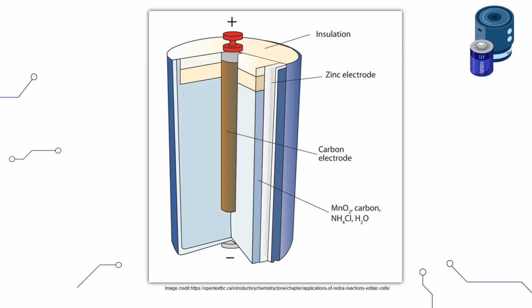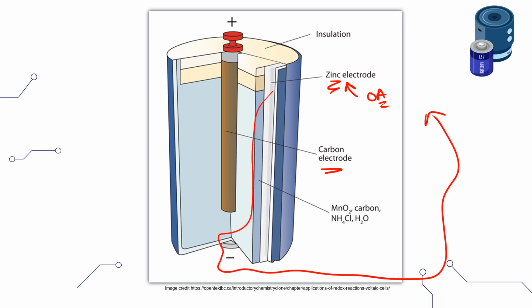Here's another look at a battery. This one is zinc and carbon. Zinc is still being oxidized. This is going to be our anode. Electrons are going to flow away from the zinc through our circuit, whatever it is that we attached our battery to. And those electrons are going to flow back into, here is going to be our cathode. This piece of carbon is being reduced.